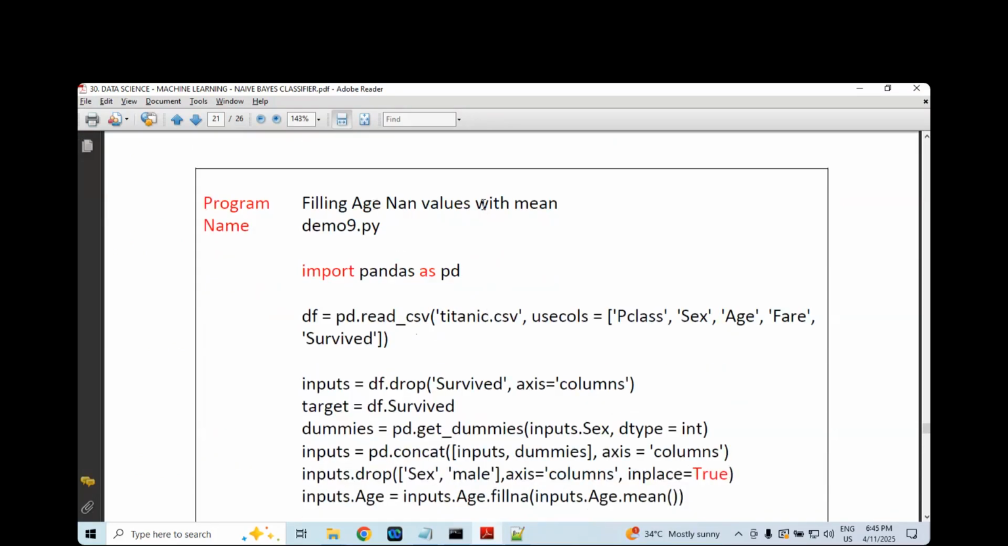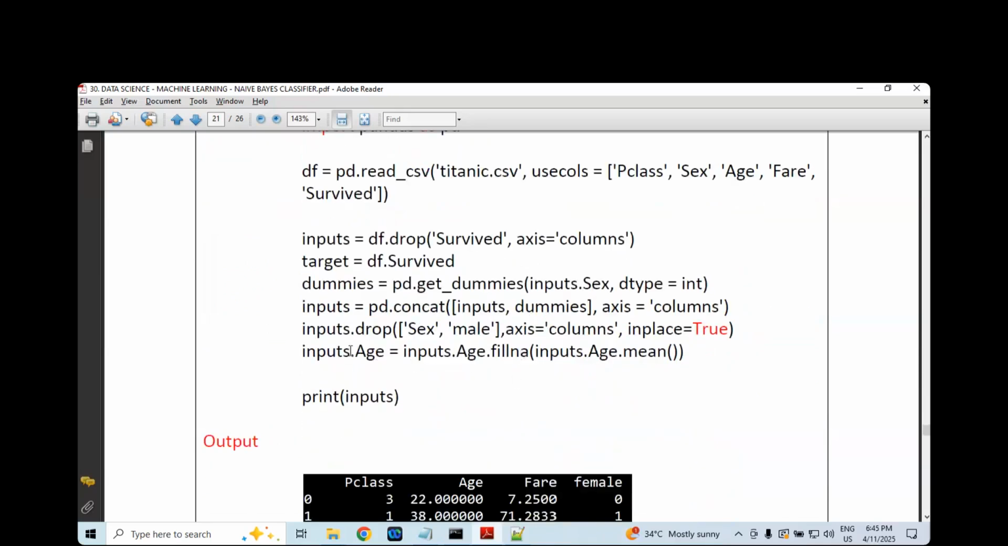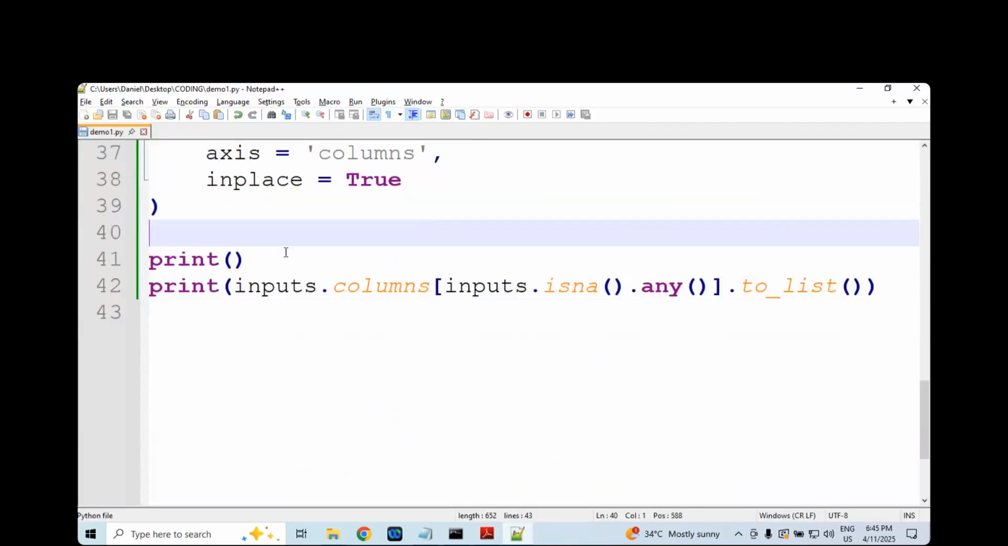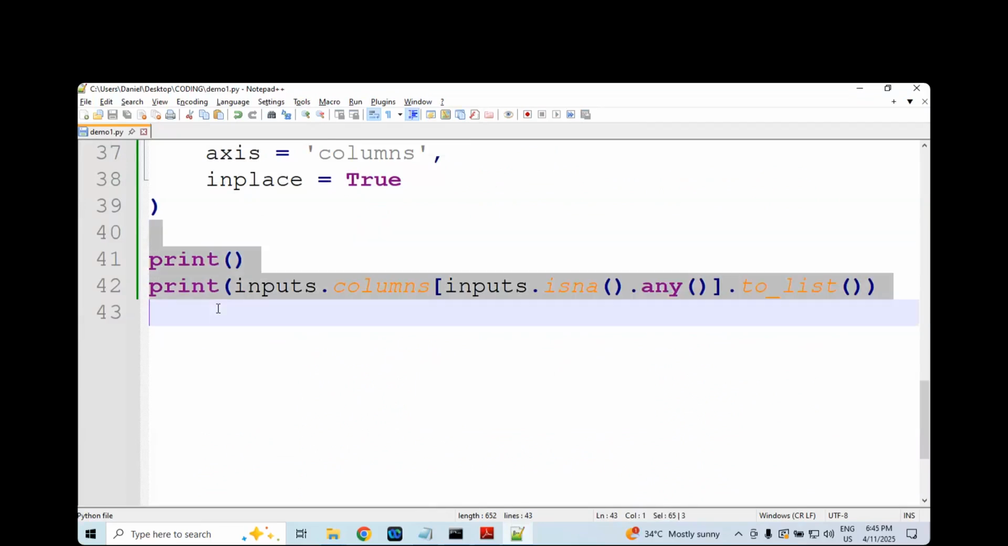Filling age values with what exactly? Mean strategy. I'm sure you already know by this time. We are using the fillna method, sir. You can use strategy also, but anyway we are using this one. On the left hand side, if you see this kind of syntax, adding a column. Do you think it is adding a column? No.